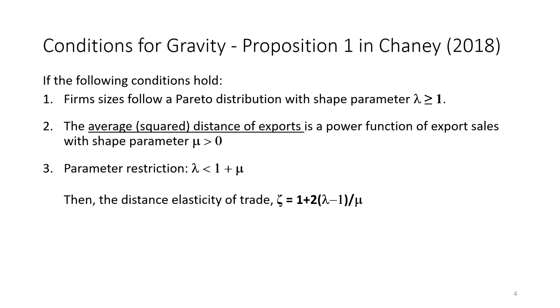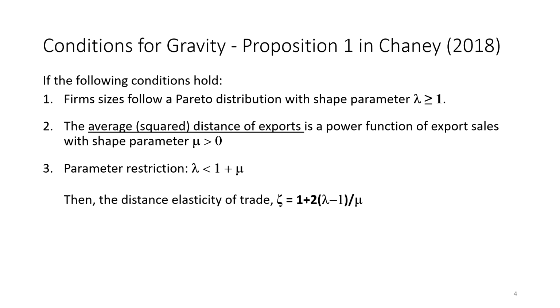So this is just a brief introduction of the new model proposed by Chaney. It's just summarized into this Proposition 1 of his paper. And he says that if the following conditions hold, he just needs that firm sizes follow a Pareto distribution with a given parameter, lambda. He also needs that the average square distance of exports to be a power function of export sales, meaning that as firms get larger, they export to longer distances, and this also has a shape parameter. The third one is just a parameter restriction.